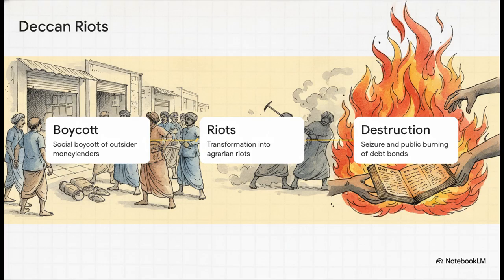Step 1, a complete social boycott. Nobody would buy from the moneylenders' shops. Barbers and shoemakers refused to serve them. Step 2, this tension eventually boiled over into direct agrarian riots. And Step 3, they went straight for the source of their misery. They systematically seized debt bonds and deeds and publicly burned them.